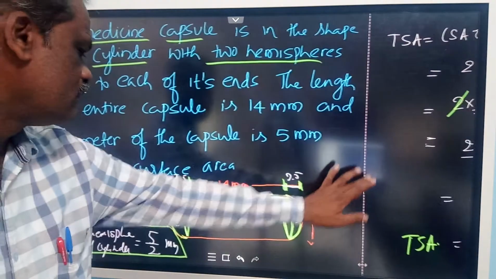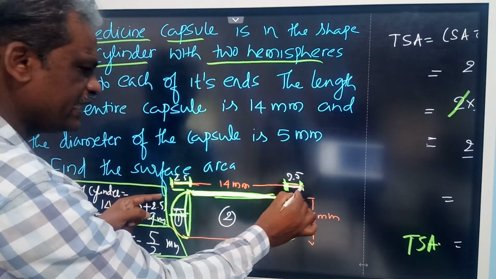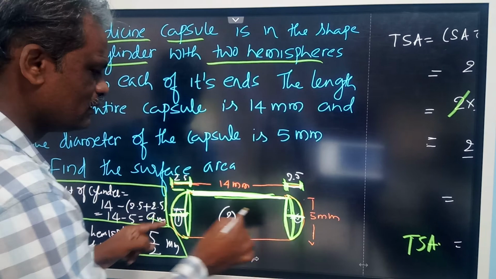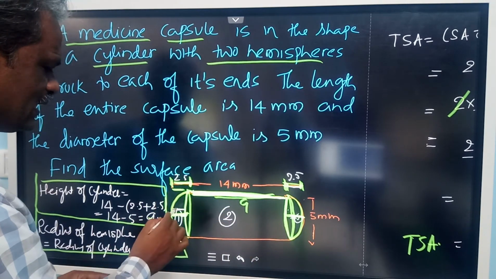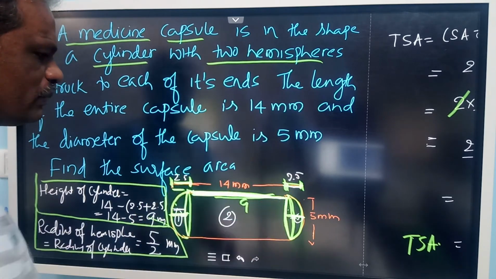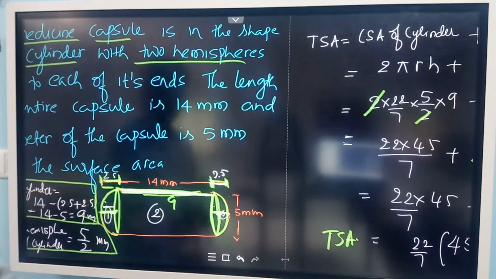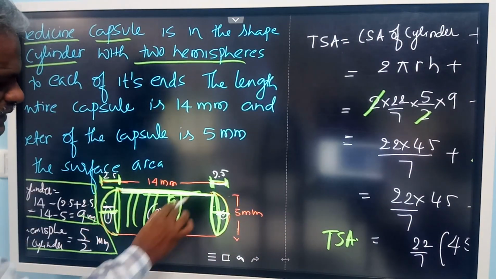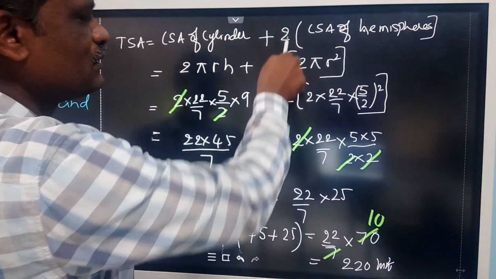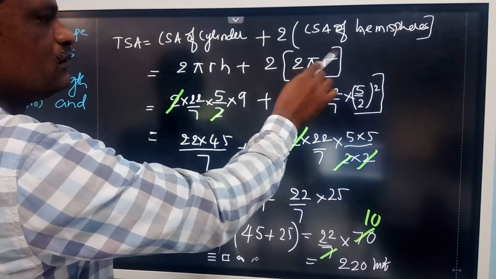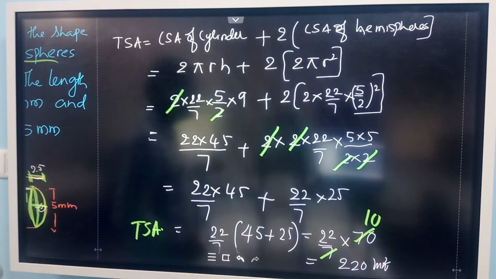Here we need to find the height: from the total length you subtract 2 radii, each equal to the radius of the hemisphere. Then you get the height 9 and the radius 5 by 2, that is 2.5 and 2.5. Use this information. Curved surface area of the cylinder means this much portion, this area, then the curved surface area of 2 hemispheres. So the formula becomes like this. Substitute all the values and simplify, you get the answer as 220 millimeter square.